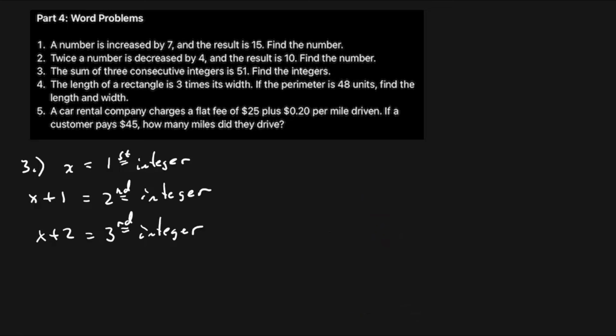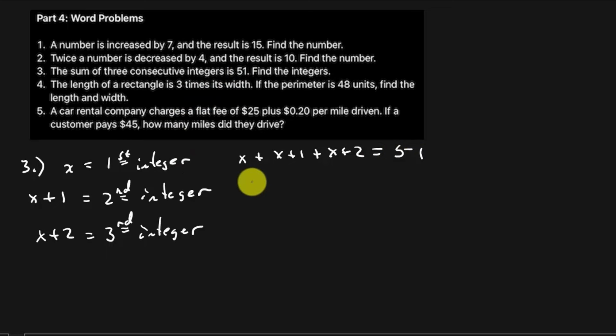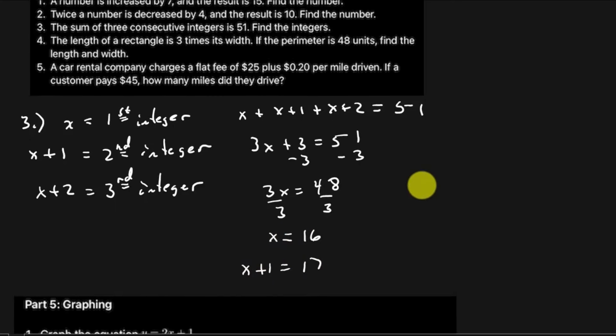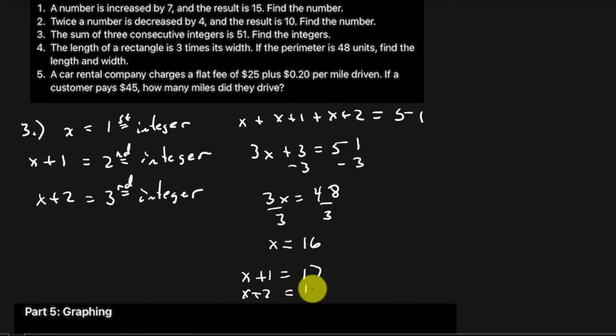All right. It says the sum of 3 consecutive integers, so that's x plus x plus 1 plus x plus 2, and that is equal to 51. Now you solve. You get 3x plus 3 equals 51. Subtract 3, you get 3x equals 48. Divide by 3, so x equals 16. Then x plus 1 would be 17, and x plus 2 would be 18. So your consecutive integers are 16, 17, and 18.